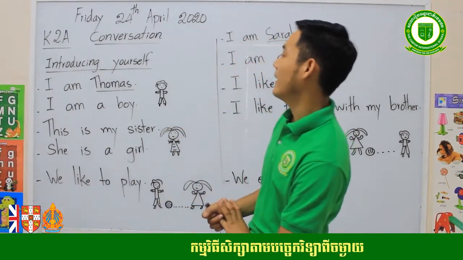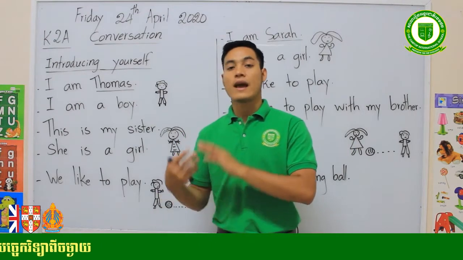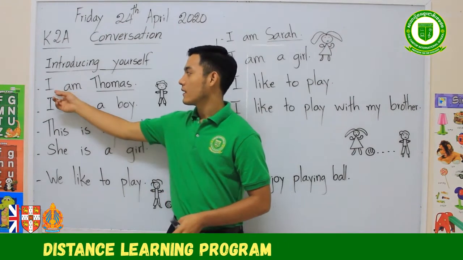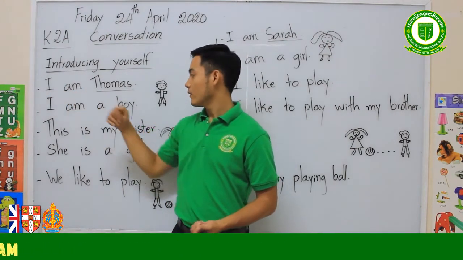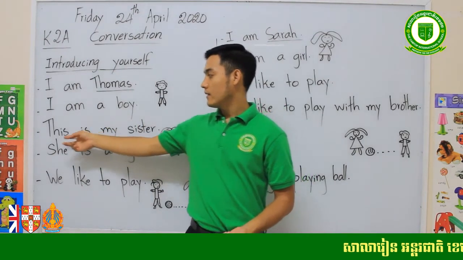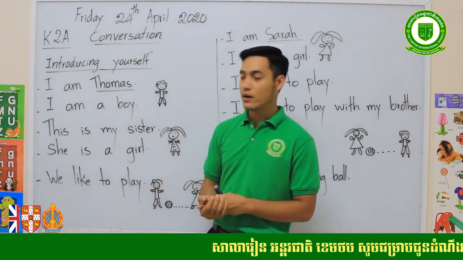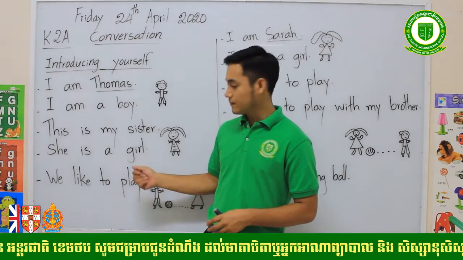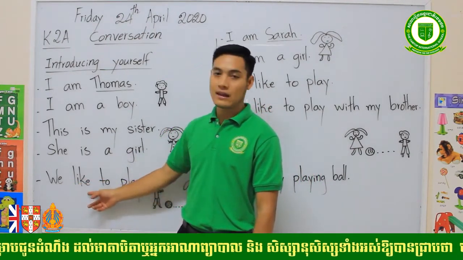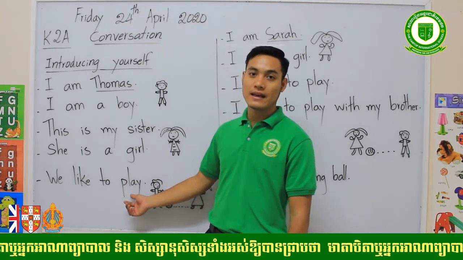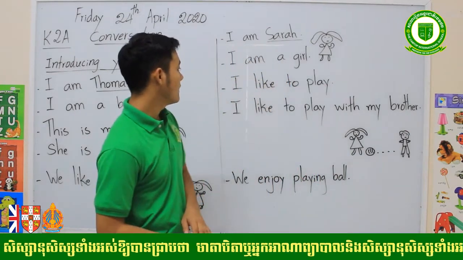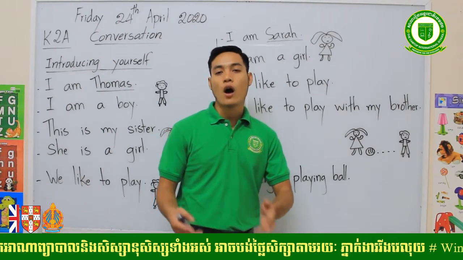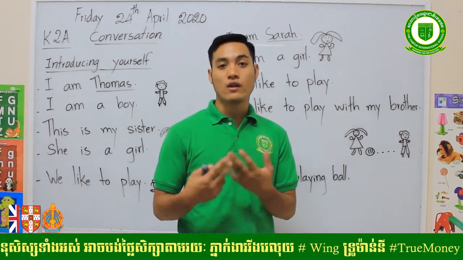I want to review a little bit the phrases and words that you already learned. In the first video, you learned some words and phrases like "I am," "a boy," "this is," "my," "sister," "she is," "a girl," "we like to play," "enjoy," and "ball." I hope you already read and practiced them and make sure that you know all those phrases and words.